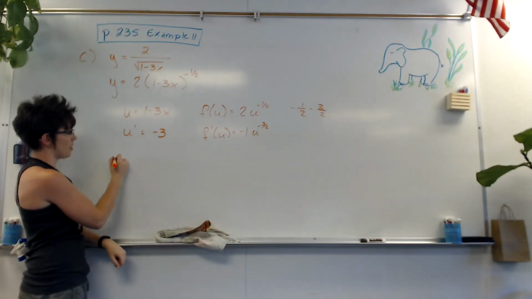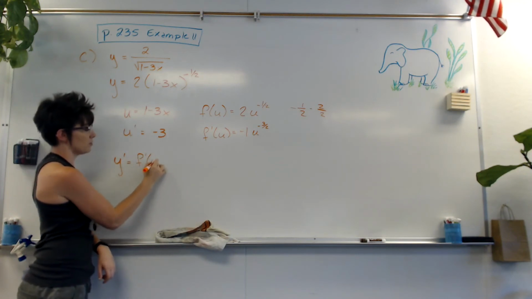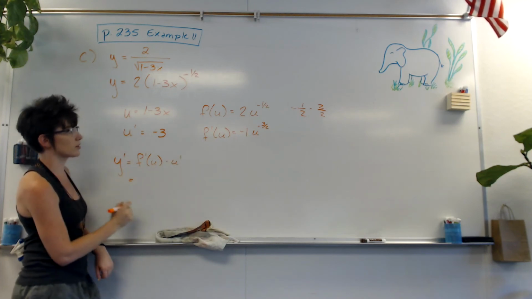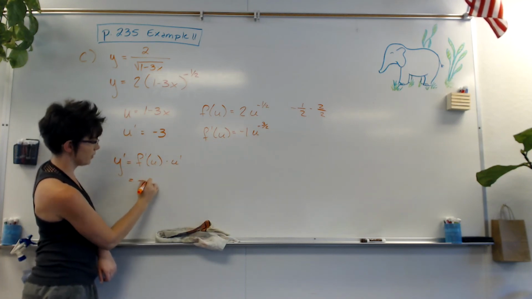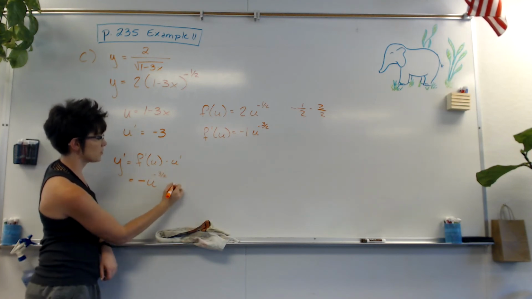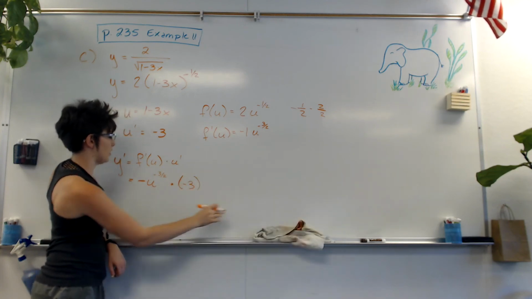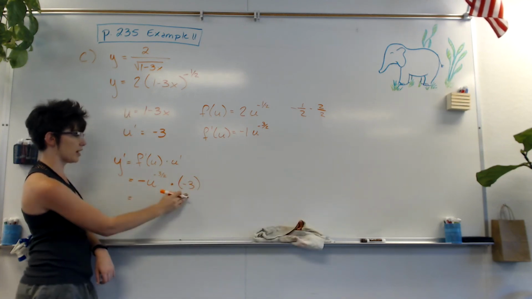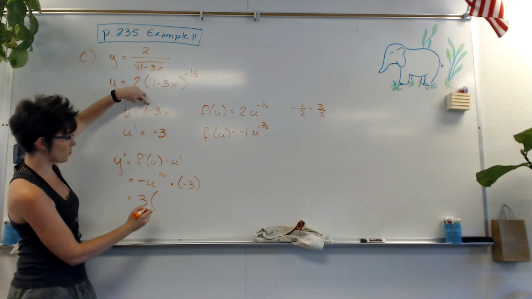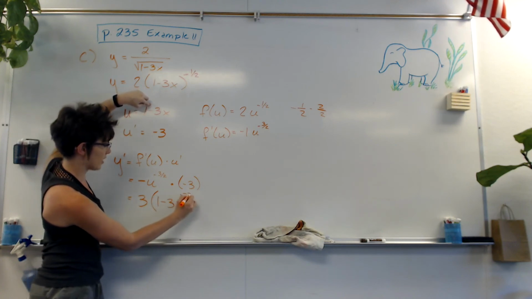Okay, so now I'm looking at y prime. y prime is going to be f prime of u times u prime. And here's how it looks. So negative u to the negative 3/2 power times u prime, which is negative 3. And when I start simplifying, I've got the 2 negatives that cancel, so it's 3. And I'm going to back substitute what u was, so (1 minus 3x) to the negative 3/2 power.